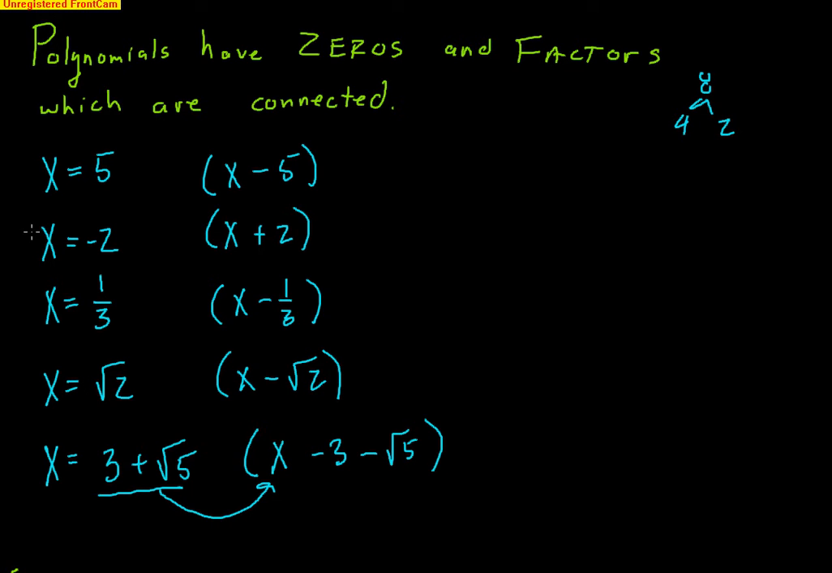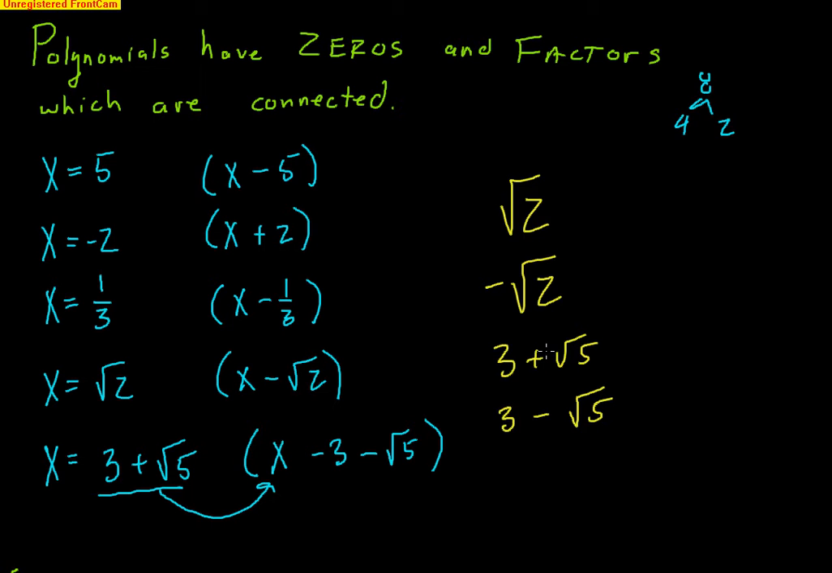Now, one more really important topic here is the fact that irrational zeros always come in pairs. So if radical 2 is a 0, you automatically know that negative radical 2 is a 0 as well. They always come in pairs. If 3 plus radical 5 is a 0, you automatically know that 3 minus radical 5 is a 0.